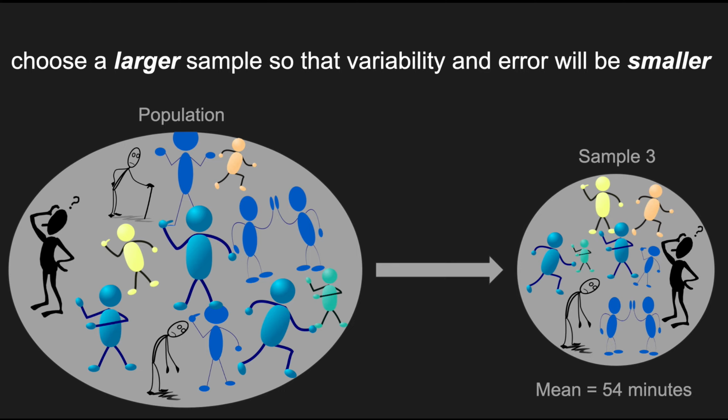So in general, we choose a larger sample so that variability will be smaller and error will be smaller. For example, choosing 10 people and then we calculate the mean of that, would have given us 54, which is actually closer to the population mean. The actual average of all 800 numbers is 53.9. So we're getting closer. Our error is getting smaller.